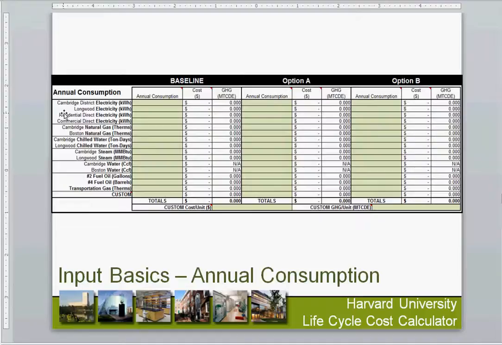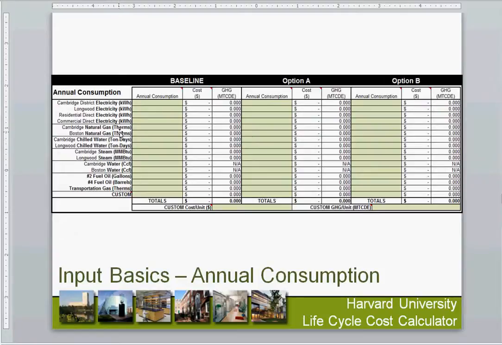through NSTAR or National Grid, both in different rates for residential and commercial district electricity. Natural gas costs, whether you're in Cambridge or Boston. We also have district systems, both at our Cambridge and Longwood campus. So we have rates for chilled water that's supplied per ton day and steam that's supplied per MMBTU. You'll notice all of these units change.